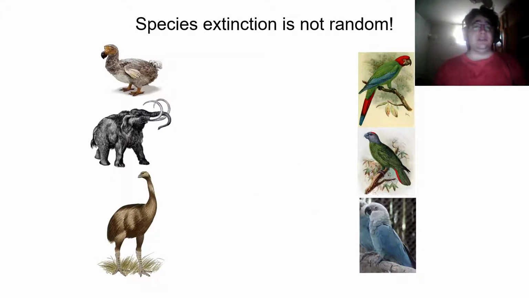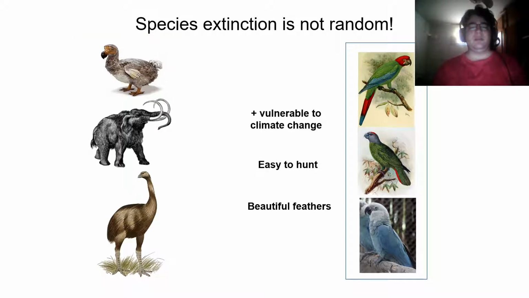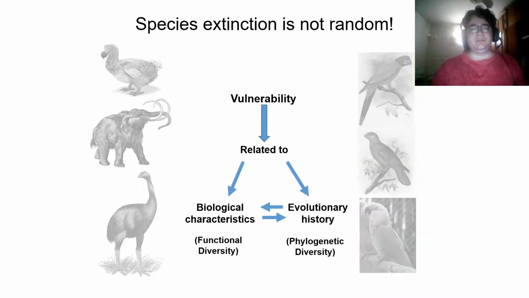And species extinction is not random. It can be selective against body mass or, for example, vulnerability to climate change, species that are easy to hunt, or species that have beautiful feathers. And you can see that all three species from the right are from Psittaciformes. And so species extinction can present a phylogenetic proximity pattern.